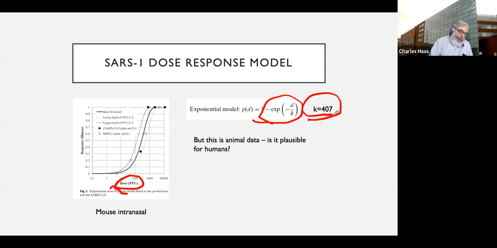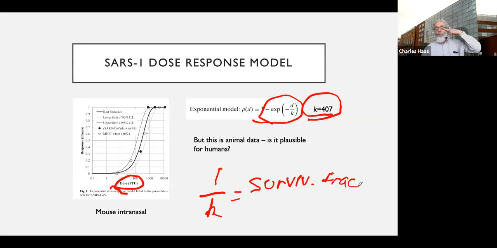So again, 1 over K in this formulation is essentially the survival fraction in vivo. So roughly 1 out of 400 of the inhaled SARS-CoV-1 viruses caused an effect. This is animal data. Is it plausible for humans?